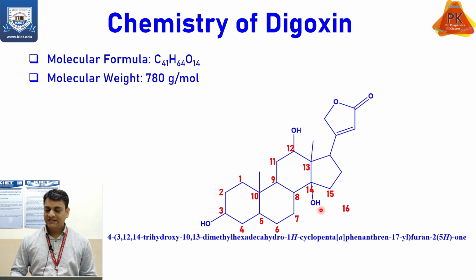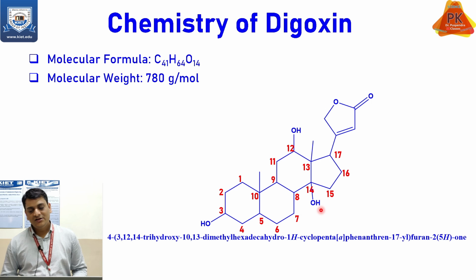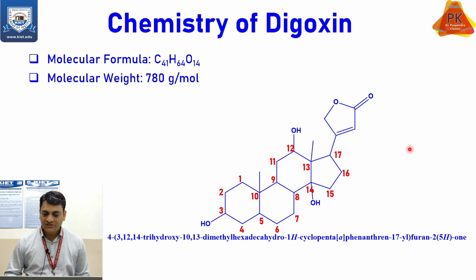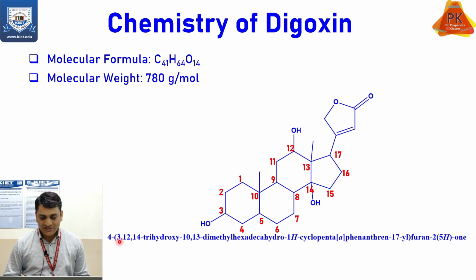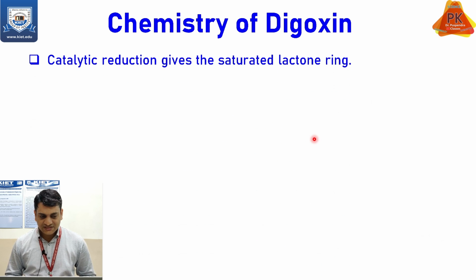15, 16 and 17. And here you can see that in the 17th position one lactone ring is present, and this will be the IUPAC nomenclature for this digoxin. So this is the basic structure of the digoxin. This CH3 group will be named as 18th position, and this will be named as 19th position. Now coming to the next step.